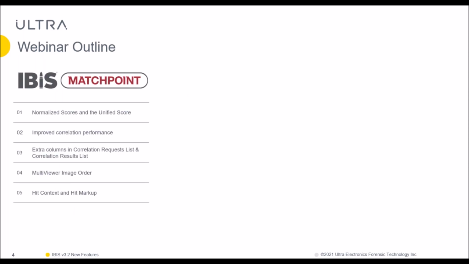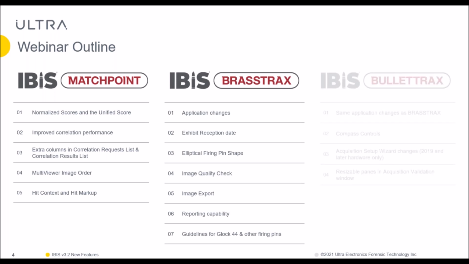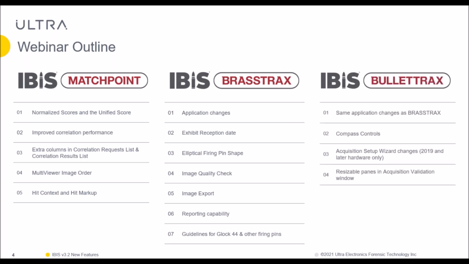So what we're going to cover today are the new features of the latest version of IBIS software, version 3.2. The match point is going to take up the lion's share of the webinar, as there are some pretty big changes to correlation scores. We'll introduce normalized scores and the new unified score. We'll talk about the improvements in correlation performance, as well as some of the additional functionality in the matchpoint application, such as extra columns, the order of images in the multiviewer, hit context, hit markup, stuff like that.